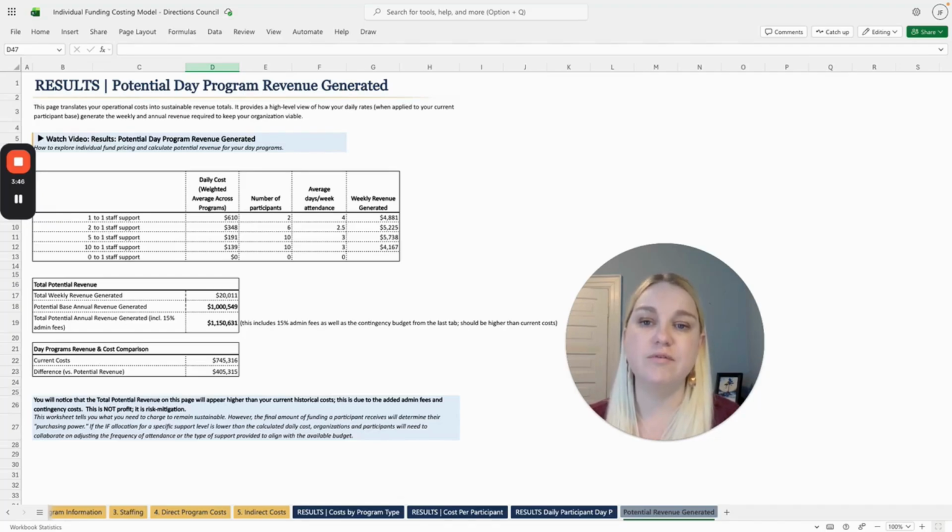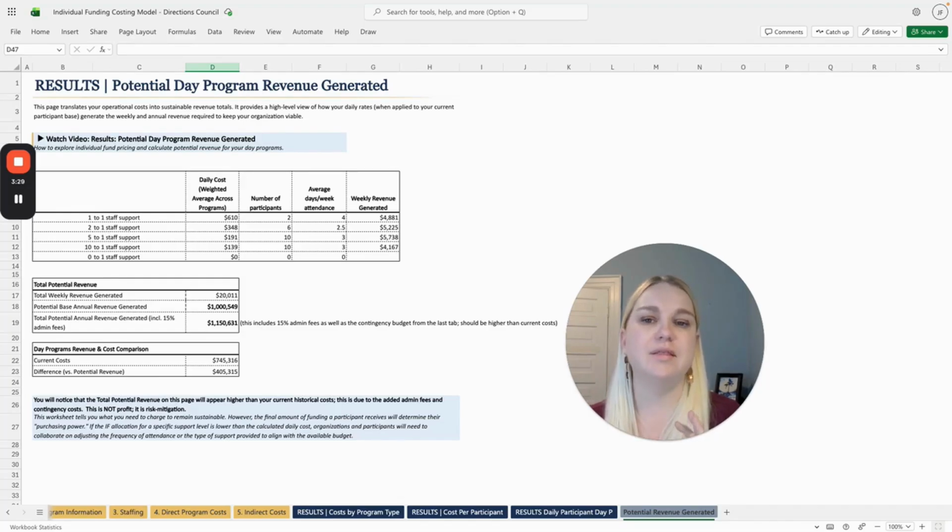So the potential revenue coming in this model should be higher than your current costs. This is not profit, this is about risk mitigation. This is articulating your best case scenario of revenue generated and covers the additional administrative costs associated with IF.